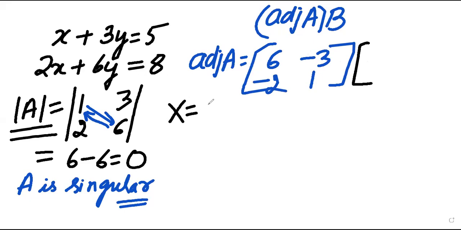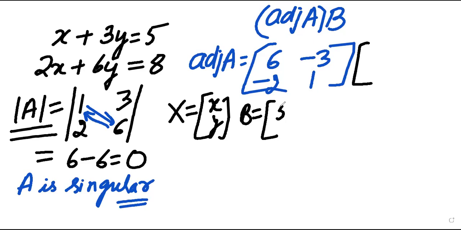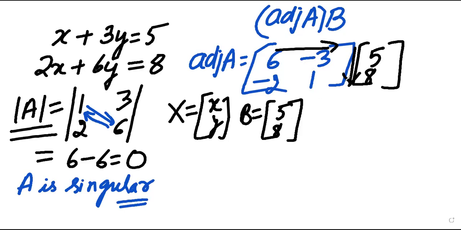What is B? Look, x is the unknown values, that is x and y. And what is B? That is the constant values 5 and 8. The values of B are the constant values. So what are the constants here? Here it is 5 and 8. Okay. So I am writing here 5 and here 8. Now multiply row with the columns. Row is multiplied with what?